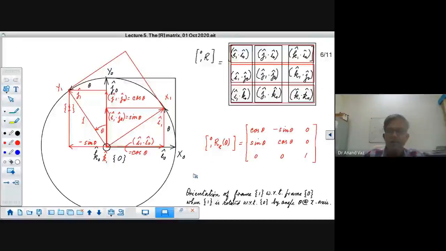I added a few things here, very minimal, on our yesterday's lecture notes. I have added this rotation about which axis? So it is a rotation about the z axis by an angle of theta. You could see this angle was theta. So this angle is theta.